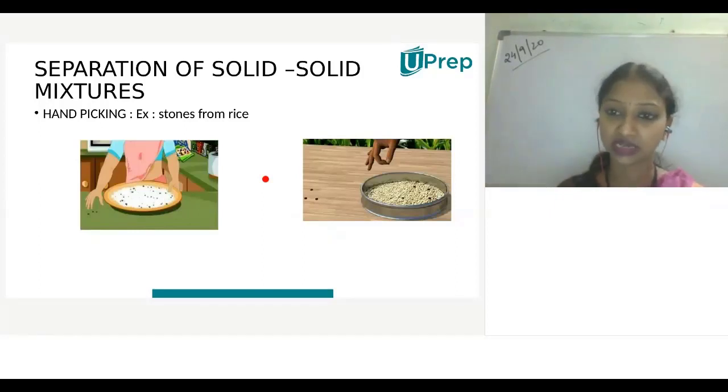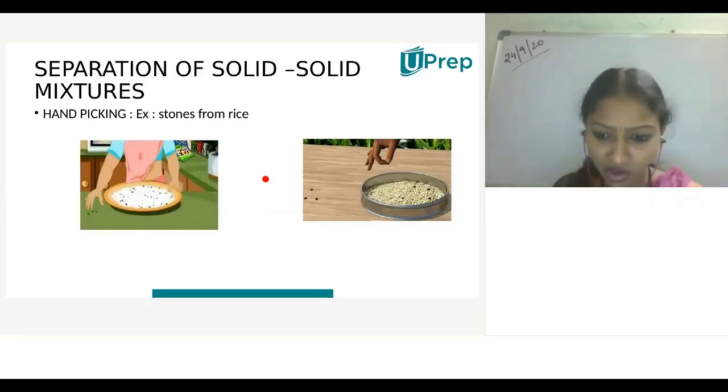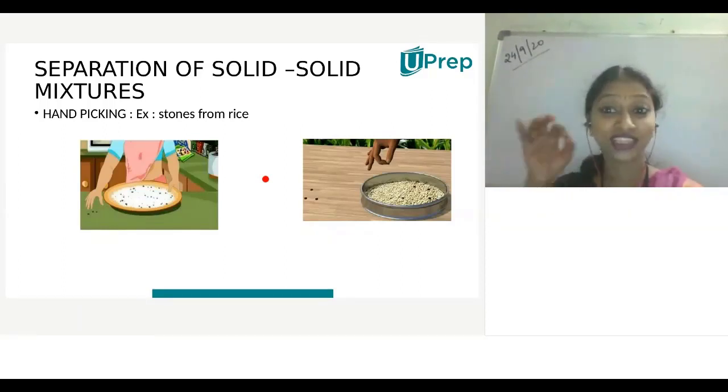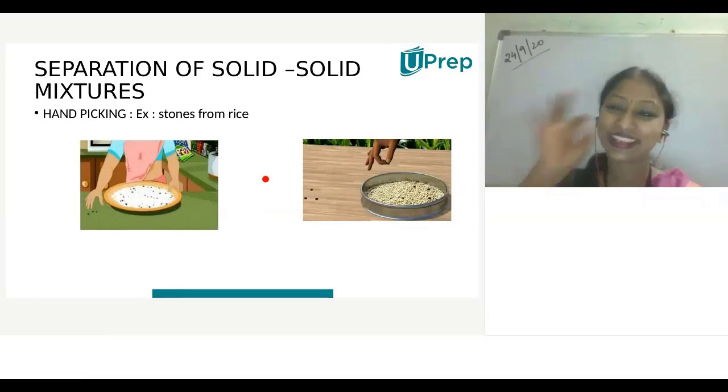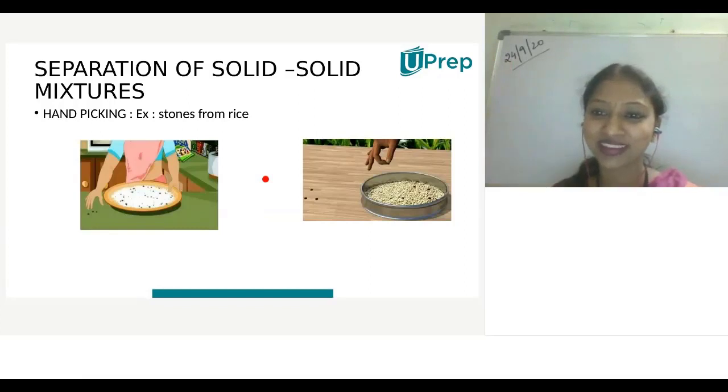Some we learn naturally. Understood? When we eat something, if we see anything unwanted present in a dish or the plate, immediately what will we do? We'll pick it out. One example, I think this is common for everyone. It is common with my children also. If a chili is present in the curry, what will you do? We will take it off. That separation technique is nothing but hand picking.